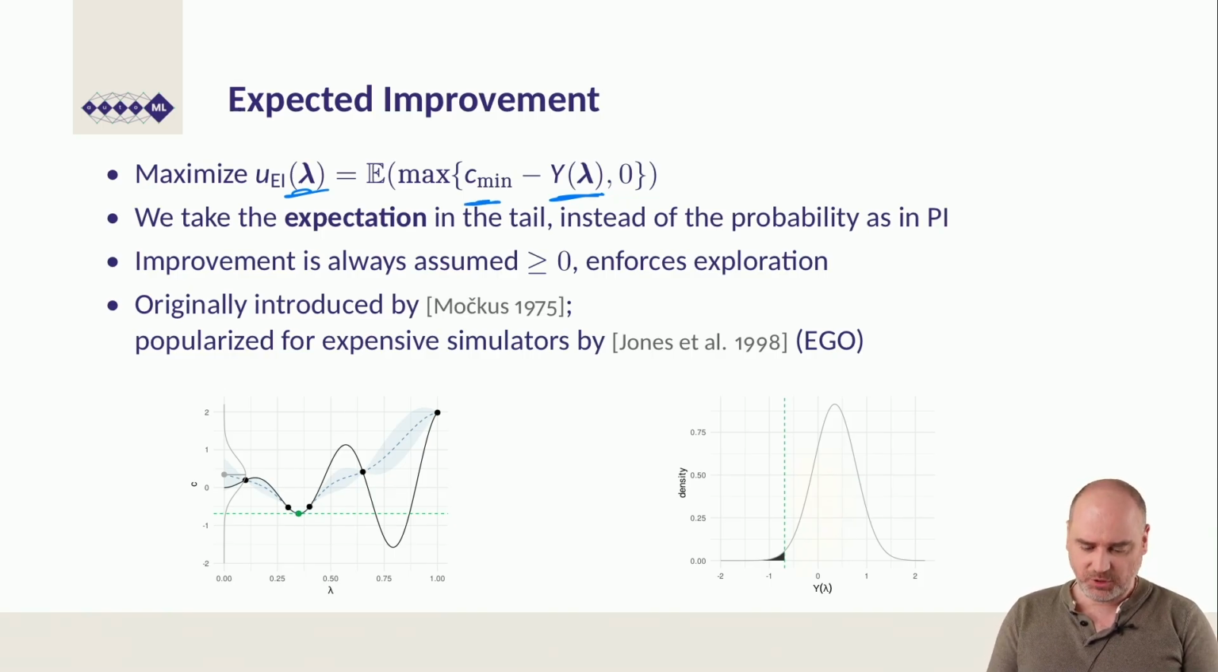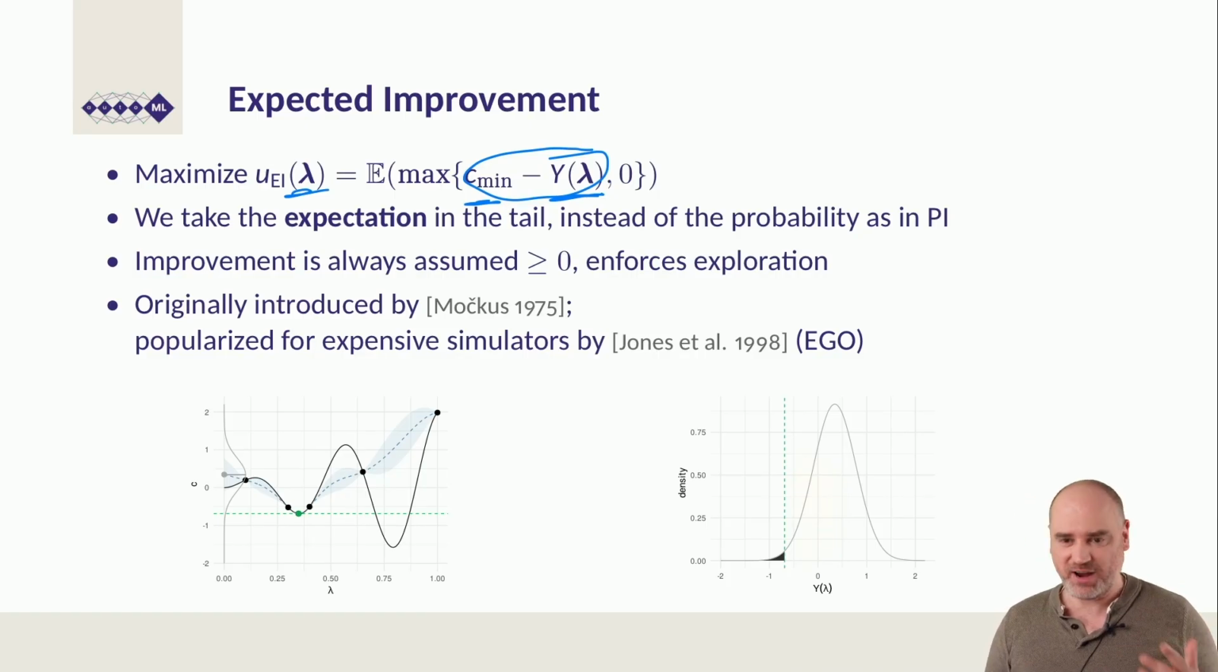Now, it seems pretty natural to form the difference between the two, right? Because this difference is exactly the improvement we would make if we evaluated at lambda. So maybe Cmin is, I don't know, 10. That's the best cost value we have seen. And maybe y of lambda is something like 8. So that's lower than Cmin, and we'd make progress by 2 units, so to speak, in y space.